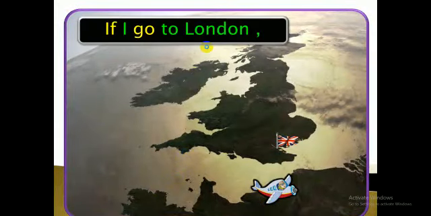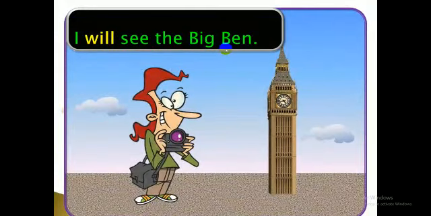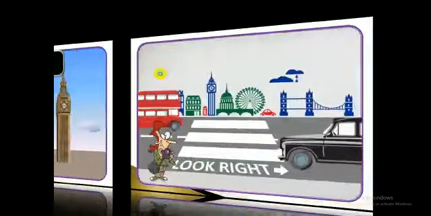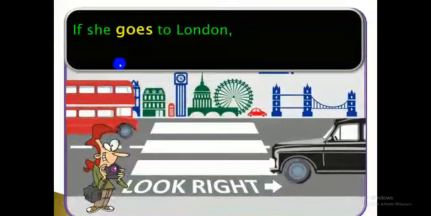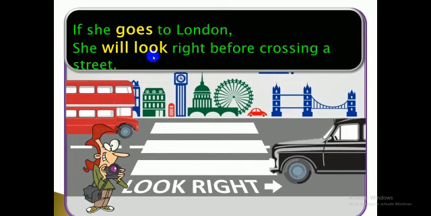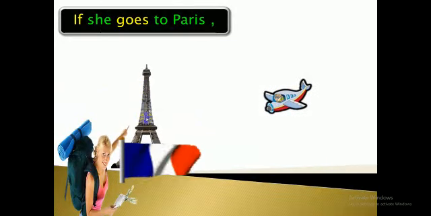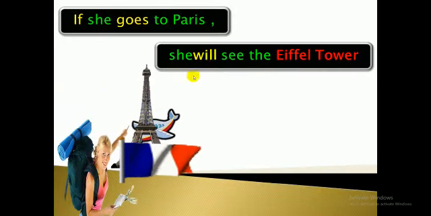Let's write some sentences. If I go to London, what will happen? Yes, I will see the Big Ben. If I go to London, I will see the Big Ben. If she goes to London, notice that we have present simple. What is the result? She will look right before crossing a street. Okay, if she goes to Paris, what is she going to see? Yes, she will see the Eiffel Tower.